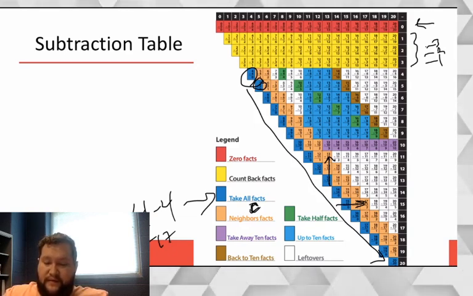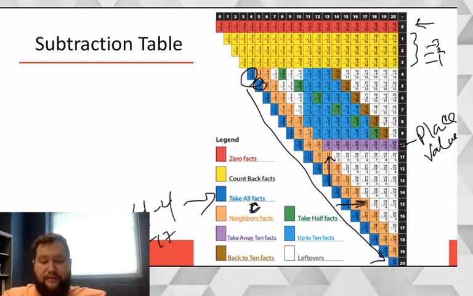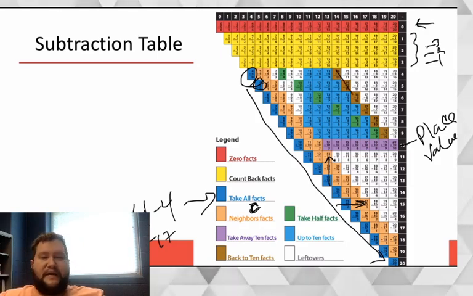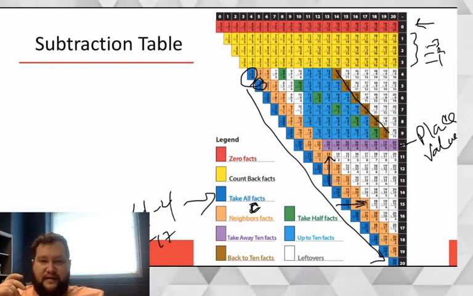Our take away tens facts, that's where we really leverage place value. And so place value is really what's at play here. 19 minus 10, you're left with 9. 14 minus 10, you're left with 4, and so on. Your back to tens facts is this diagonal here. 19 minus 9 gets you back to 10. 16 minus 6 gets you back to 10. And so it's the subtraction that gets you back to 10.